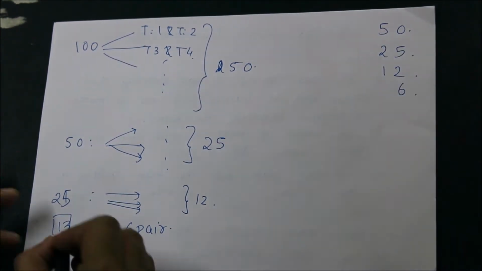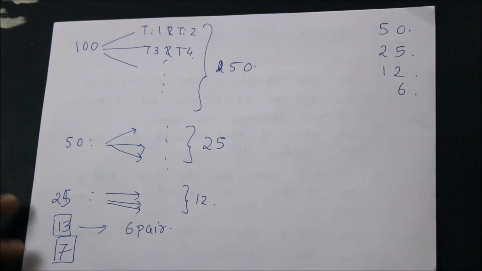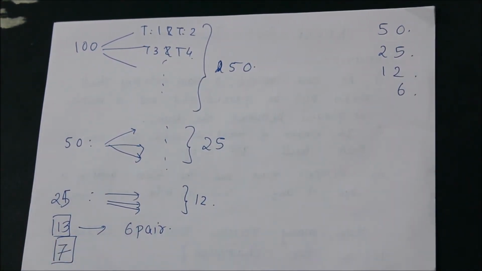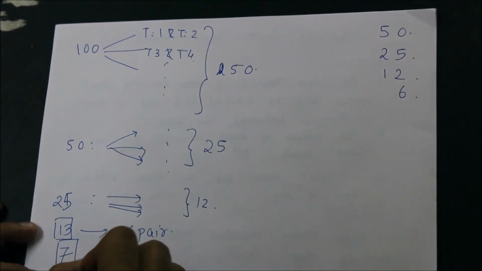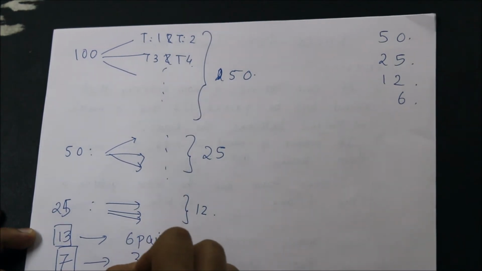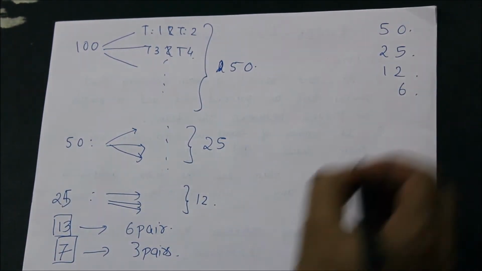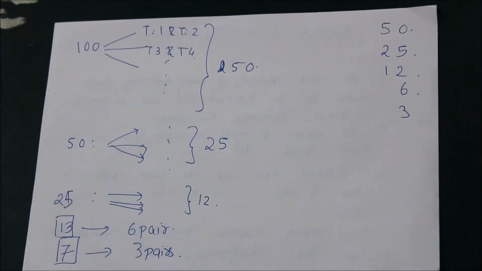So now how many teams are there? Now 7 teams are left, right? Because from these 6 pairs I will get 6 winners and the one team which automatically went into the next round. So I have now 7 teams. For 7 teams I will have 3 pairs. So 3 twos are 6. Again one team is left which will go to the next round. So I have to conduct 3 matches for these 3 pairs.